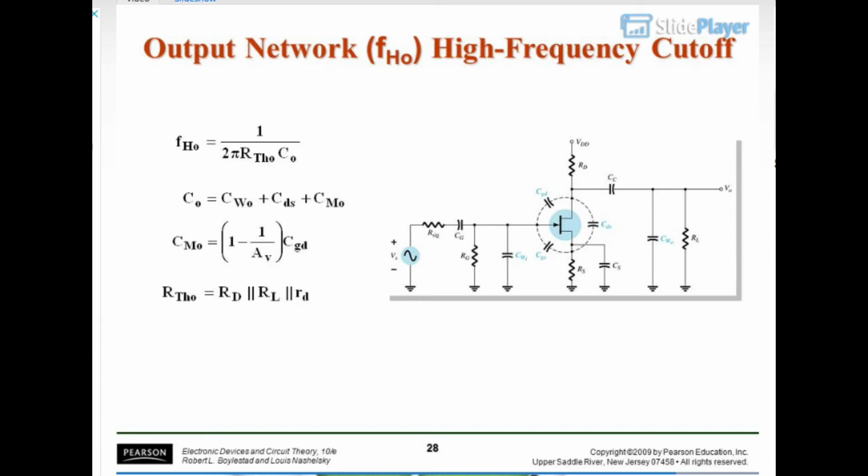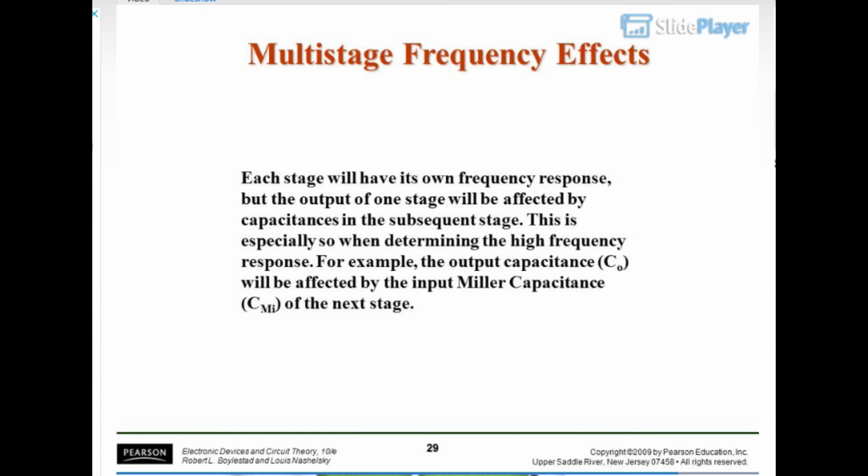28. Multistage frequency effects. Each stage will have its own frequency response, but the output of one stage will be affected by capacitances in the subsequent stage. This is especially so when determining the high frequency response. For example, the output capacitance, Co, will be affected by the input Miller capacitance, CMI, of the next stage.